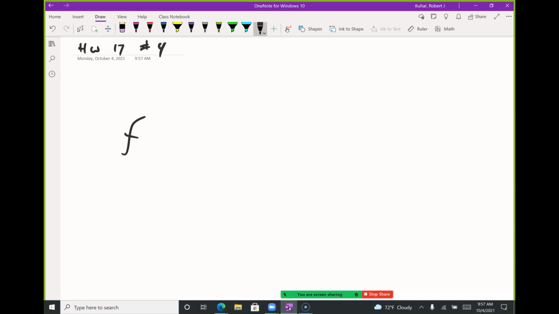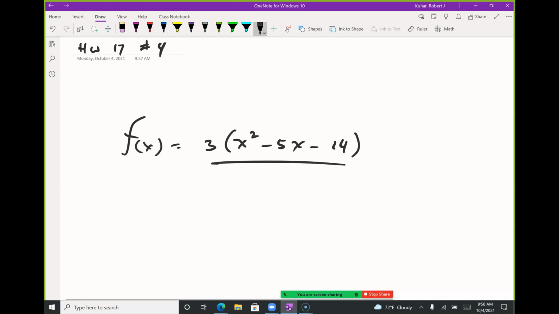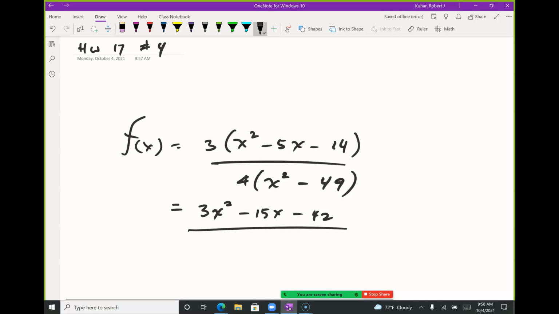And my original function, I'm just going to use f, even though they used r, is 3 times the quadratic x squared minus 5x minus 14 all over 4 times the quadratic x squared minus 49. Now that's almost factored, right? But we want to see this distributed out because it's going to be a little bit easier to put this in the calculator correctly with parentheses. So 3x squared minus 15x minus 42, all divided by 4x squared minus 4 times 49, 196.